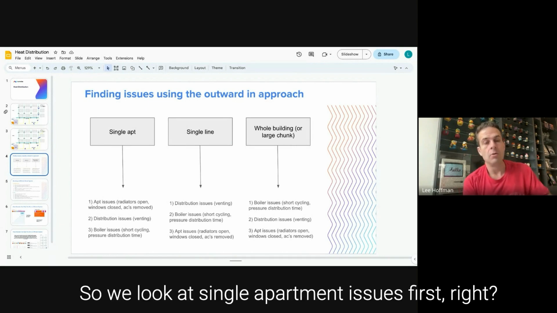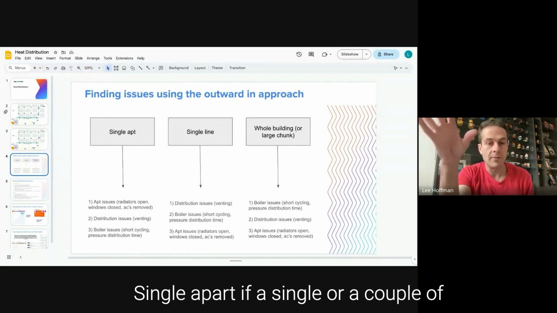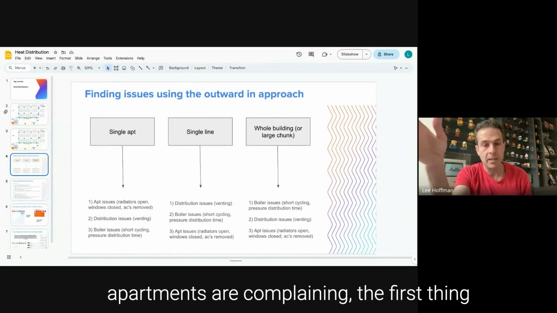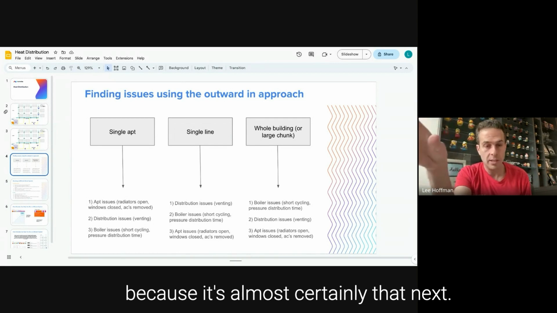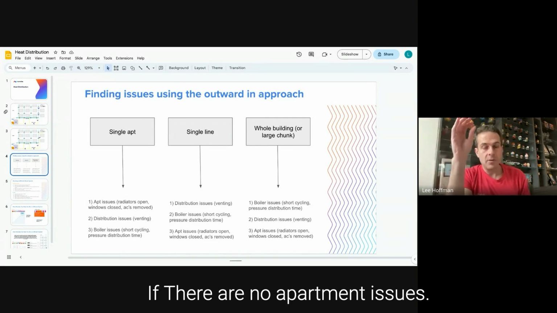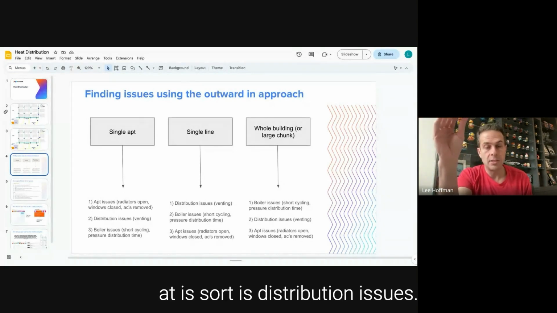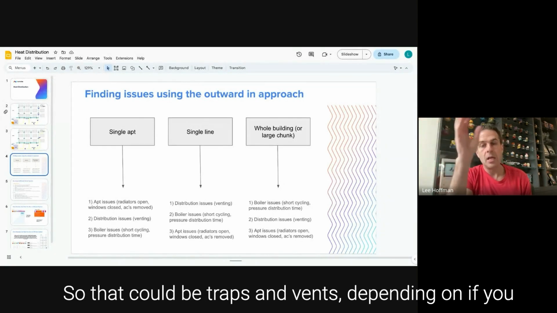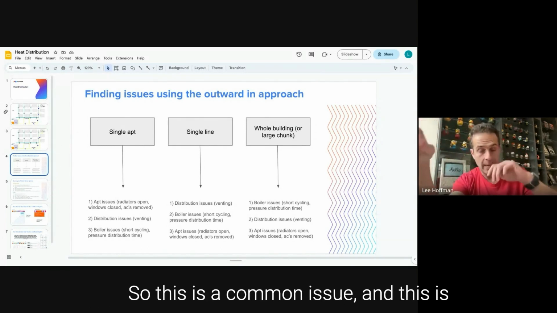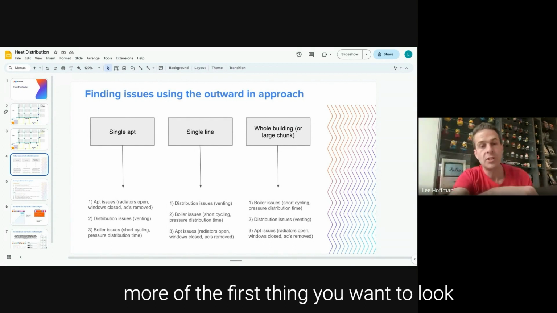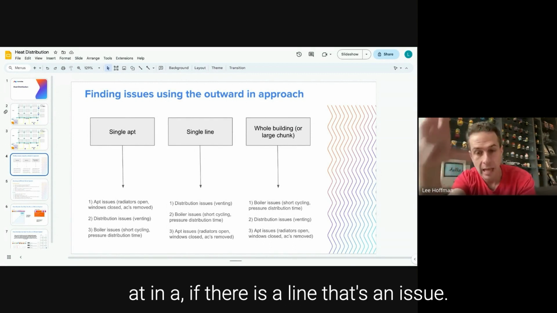Great. So we look at single apartment issues first, right? If a single or a couple of apartments are complaining, the first thing you're going to look at are apartment issues because it's almost certainly that. Next, if there are no apartment issues, the next thing you want to look at is distribution issues. So that could be traps and vents, depending on if you have a one or two pipe system. This is a common issue, and this is the first thing you want to look at if there's a line that's an issue.